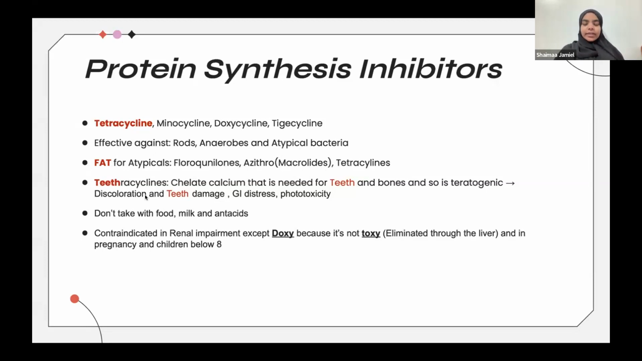Side effects of tetracyclines, one of the most important ones is that they chelate calcium, and calcium is needed for teeth and bones. So if you take tetracyclines, they're going to cause discoloration of the teeth or enamel hypoplasia, and therefore, you can remember it as "tooth-racyclines" instead of tetracyclines. And also since they have these effects, you cannot give them to pregnant women or children under 8 years old because it's going to affect their teeth and bone growth, and therefore it's teratogenic.